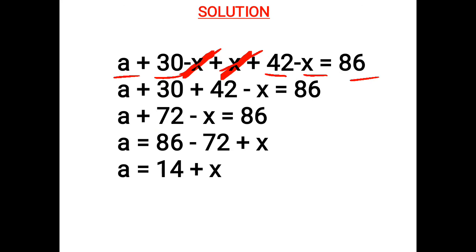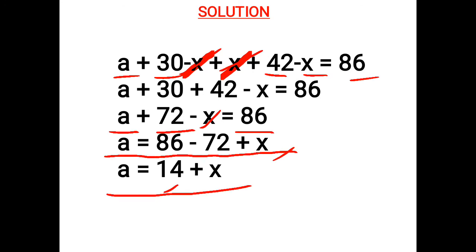Now we group like terms. So A should be equal to 86 minus 72, because it is positive, it crosses the equal sign, it becomes negative. And then the x is also negative, it crosses the equal sign, becomes positive. So grouping like terms, A should be equal to 86 minus 72 plus x. Now 86 minus 72 is 14, then our plus x. So A should be equal to 14 plus x. So where we see A, we put 14 plus x.